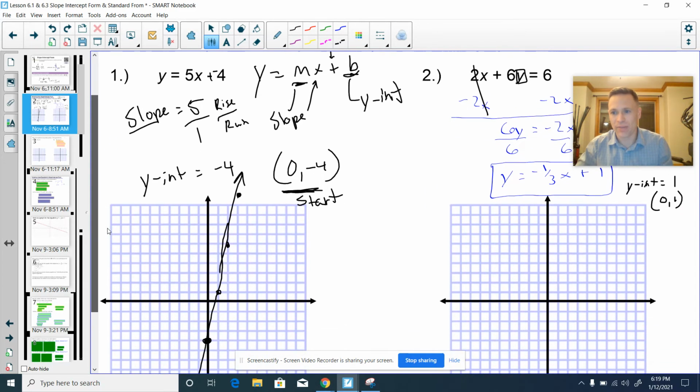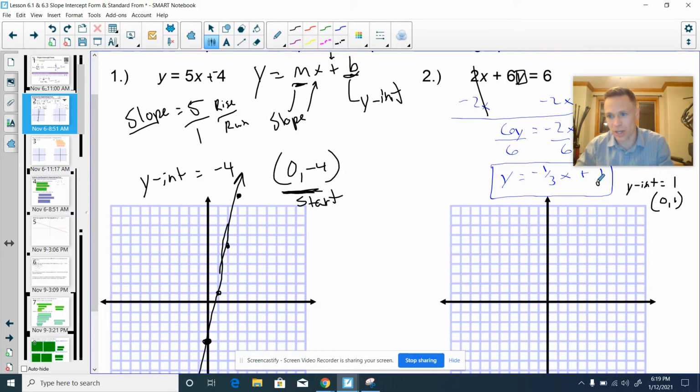So now I go ahead and graph that, right? So my y-intercept, positive 1, go up to 1, graph my point, and my slope is negative 1/3.